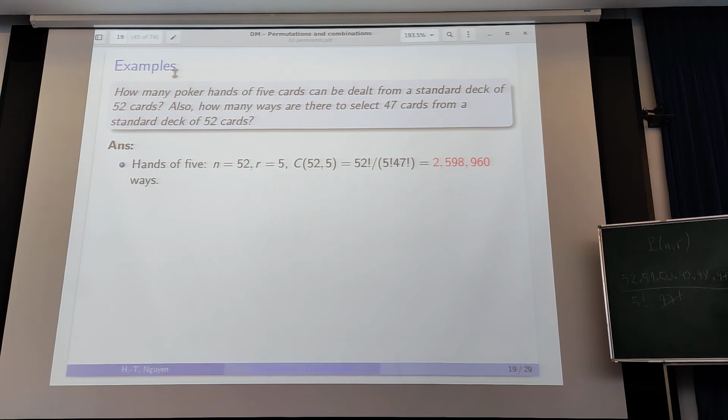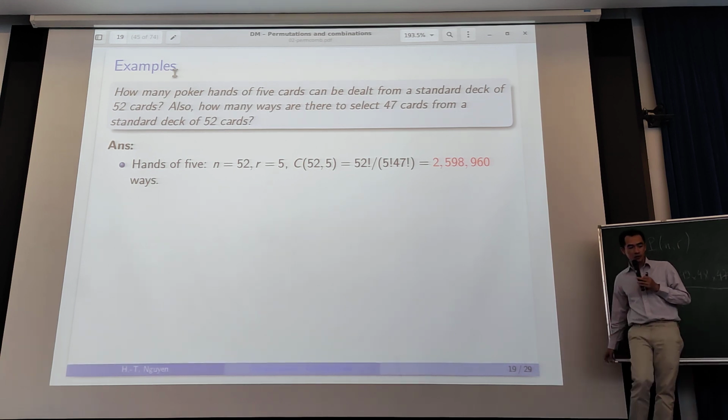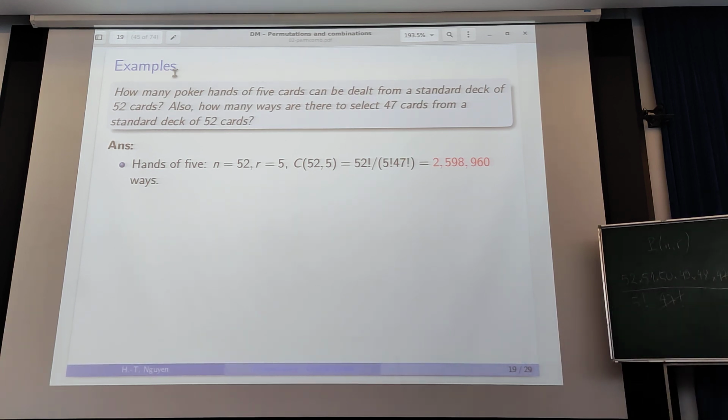And this one you can use your pocket calculator to find the results. So the point here is that you should simplify this before you do the calculation. Never ever calculate this astronomical number.